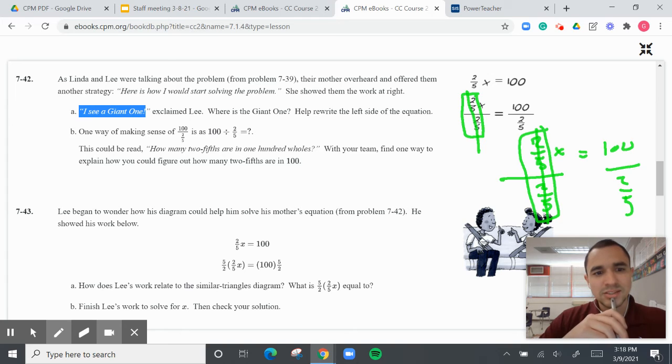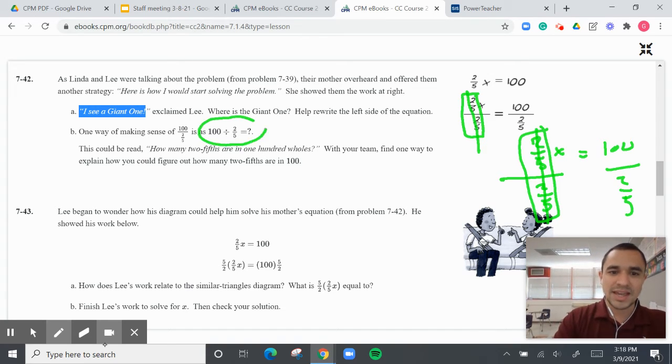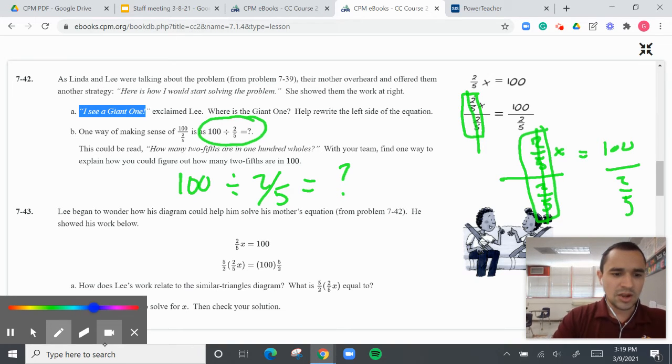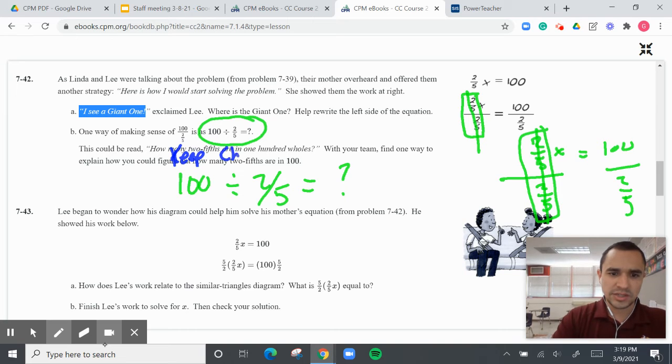One way of making sense is 100 divided by 2/5 can also be rewritten like this. So if I have 100 divided by 2/5 equals blank, how can I rewrite this? Well, we can do keep, change, flip. And so we're going to keep the 100, we're going to change this to multiplication, and we're going to flip this as the reciprocal of 5 halves. So that's going to be 500 divided by 2, which is 250.